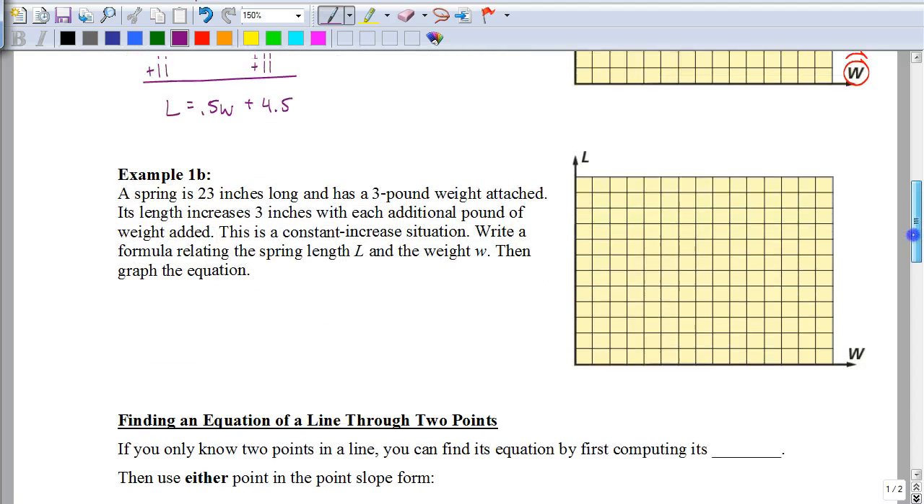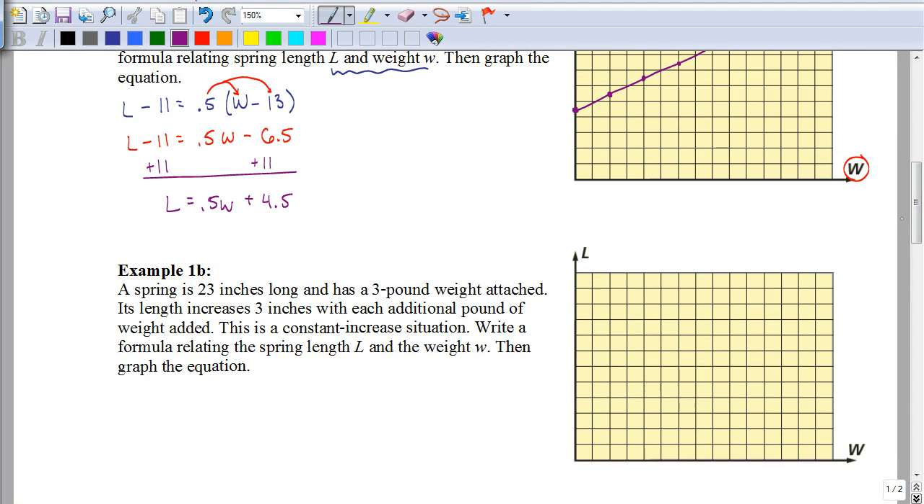So why don't you go ahead and take a second and do the same thing with this next problem. Again, make sure that you get your independent and dependent variables set up correctly. And so pause the video and hit play when you're ready to check your answer. Okay, so let's see how you did.